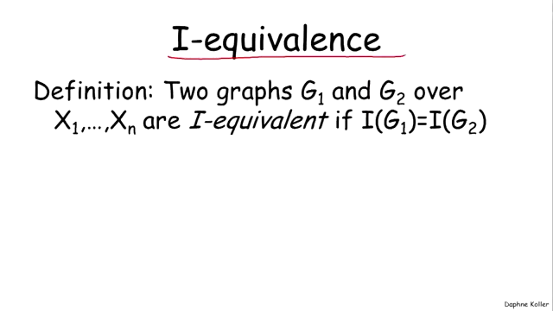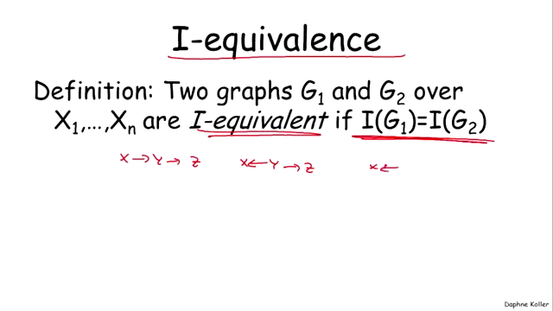The formal term for this notion is what's called I-equivalence, where 2 graphs G1 and G2 over the same space are said to be I-equivalent if they make the exact same set of independence assumptions. And in the previous example, we saw, for example, that x, y, z is I-equivalent to, say, y being a parent of both x and z, and to this third one over here, whereas the V structure is not I-equivalent.